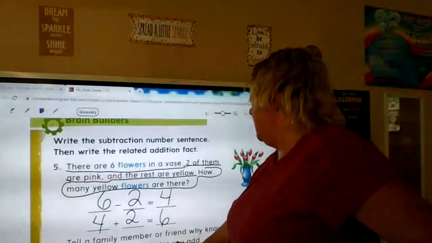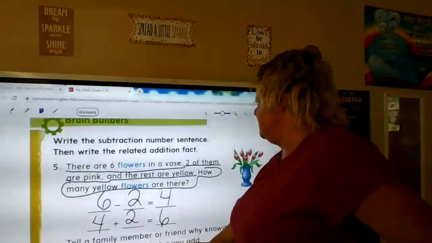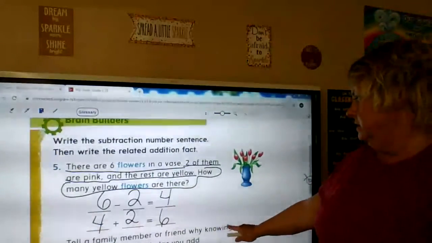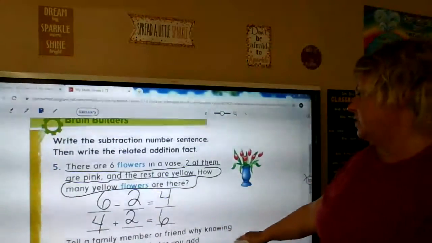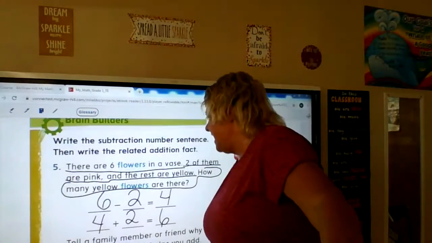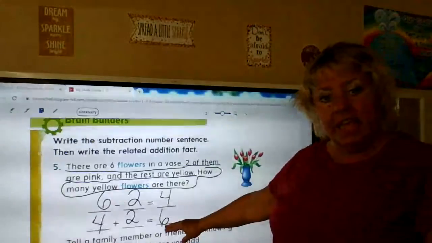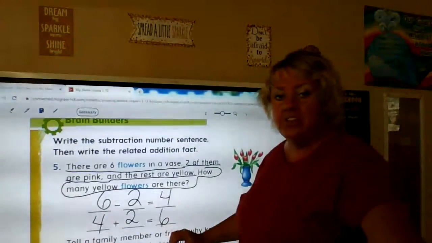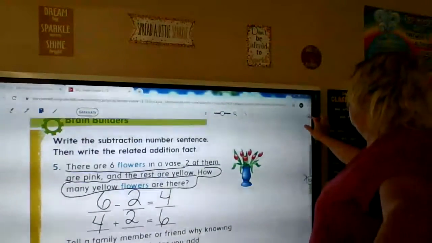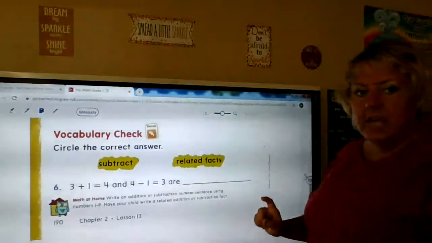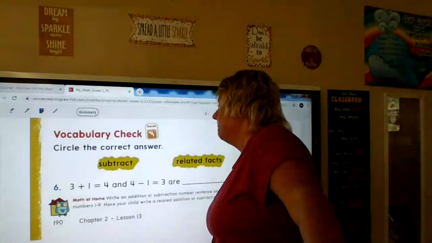If you know how to subtract, how does that help you add? Tell a family member or friend why knowing the subtraction fact helps you add. Because they're related. Addition and subtraction go hand in hand. If you know one, you know the other. Okay, we have one more to go.